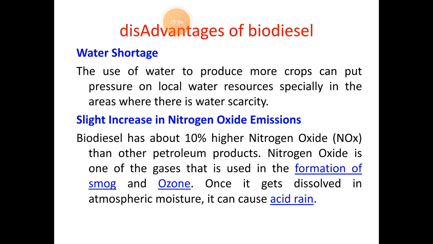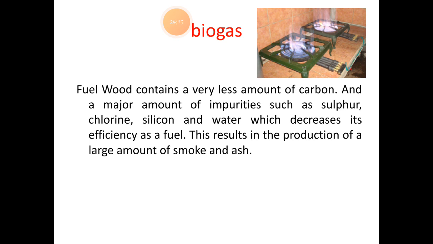So also is the water. When more water is used for growing these crops or products, it may lead to water shortage and scarcity in that particular place. Students, remember, biodiesel also emits 10% of nitrogen oxides that affect the ozone layer and cause acid rain.